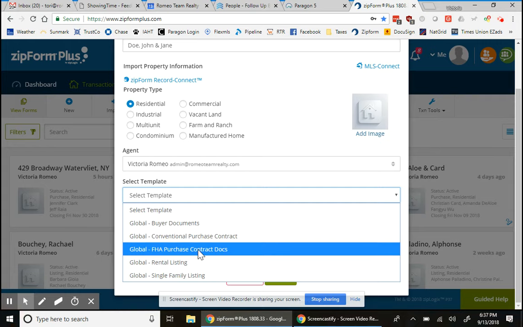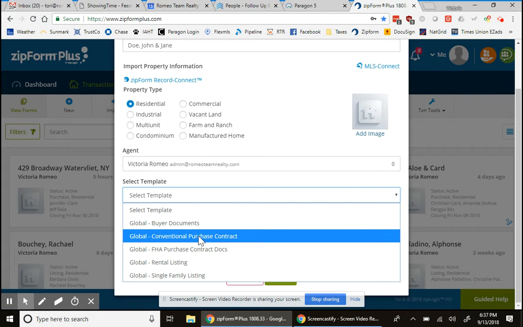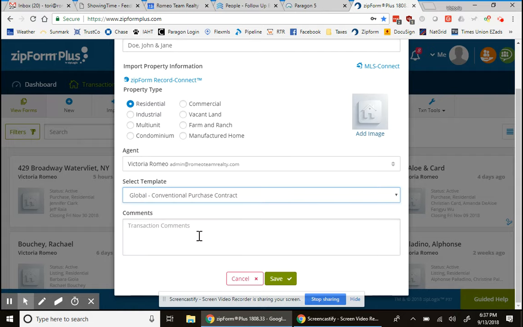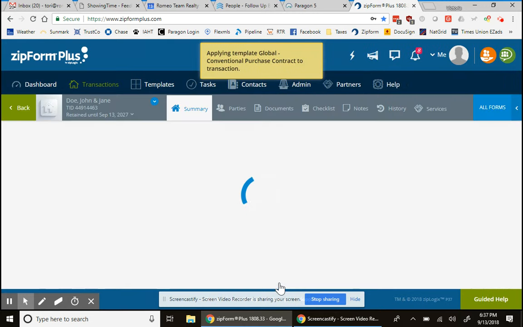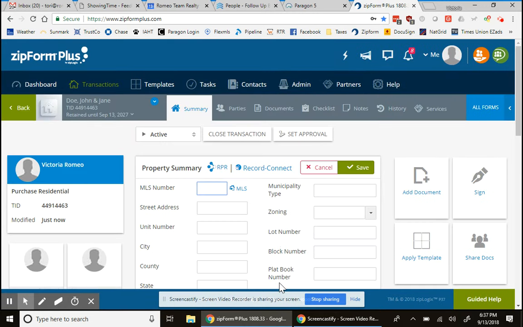We will also go over the VA addendum. So you can either use, the easier one to use would be the conventional purchase contract and then add the VA addendum in. So let's start with a conventional purchase contract. I'm going to save. And it's going to create that transaction for you.